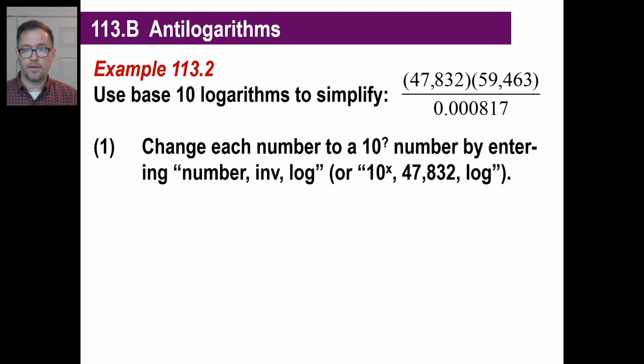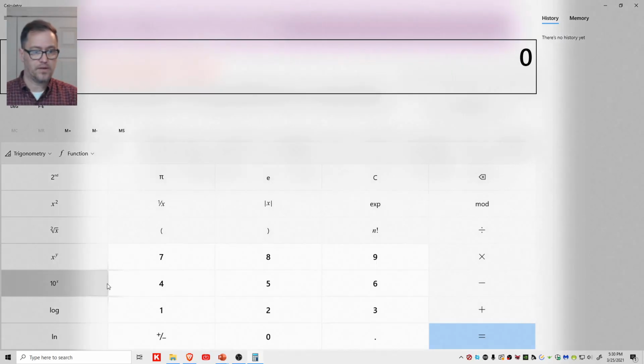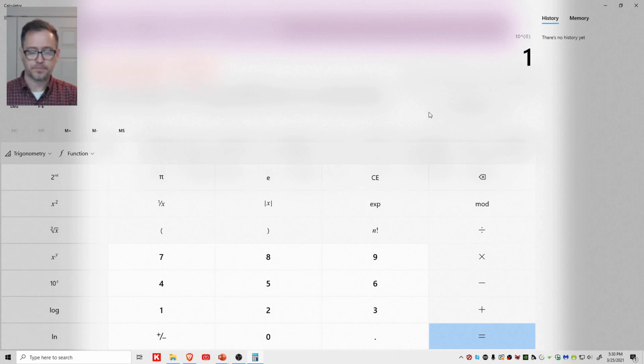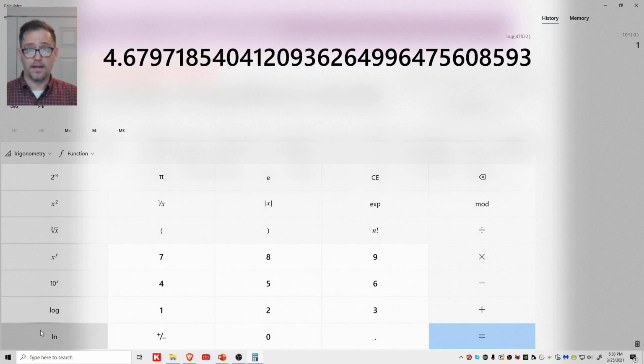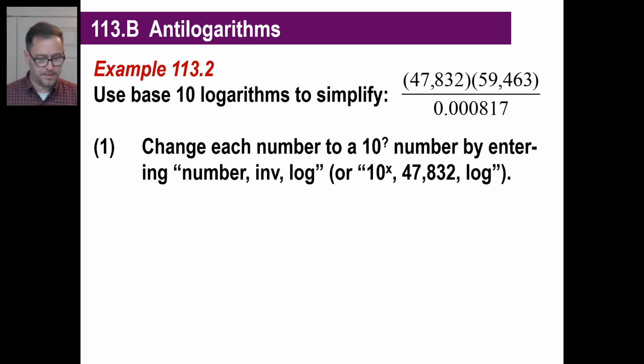47,832. On the Windows 10 calculator, you're going to do it this way. You're going to click 10 to the x power, then you're going to type in a number, then you're going to type in log. Okay, so let's go ahead and do that. So we have 10 to the x power, this one right here, and it sets it up for us. 47,832, then log. That number tells us that 47,832 is 10 to the power. So we have now 10 to the 4.68 power. That's what we got.